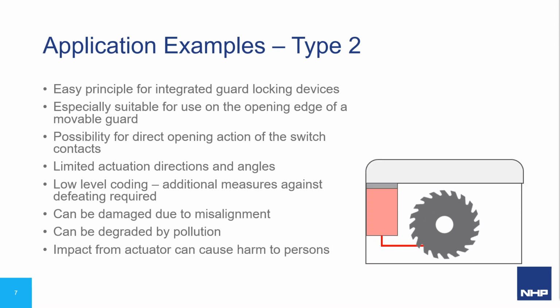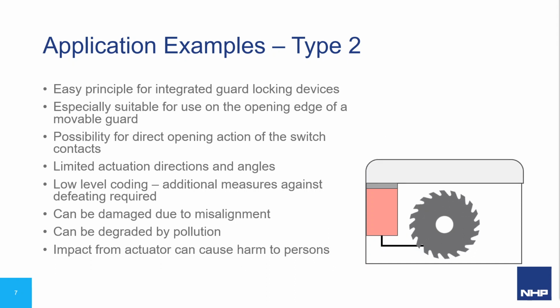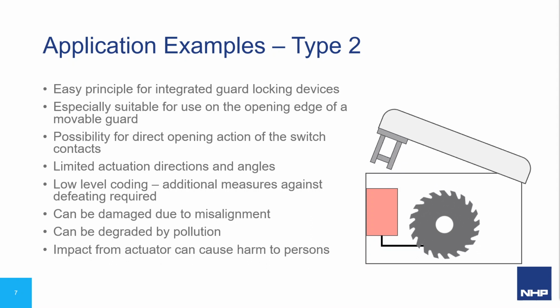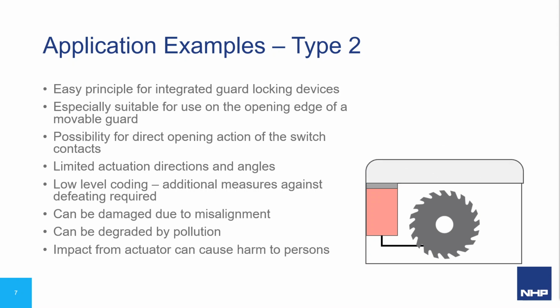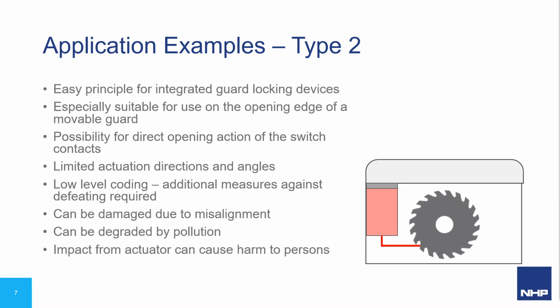If the actuator breaks off inside the switch, for example, then the switch can fail to detect the lid opening. The mounting arrangement of the switch can also be a problem, as the actuator opening can accumulate dirt and debris, which can degrade the mechanism inside the switch. And lastly, the actuator itself could cause harm to persons. Imagine the lid coming down on someone's hand. The actuator could do some damage.